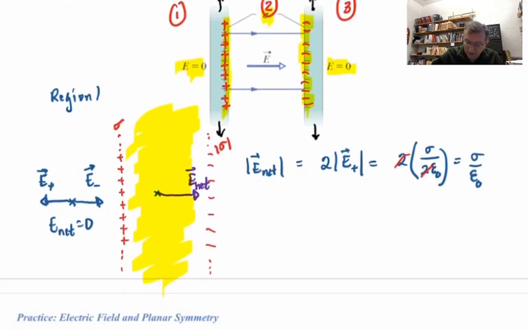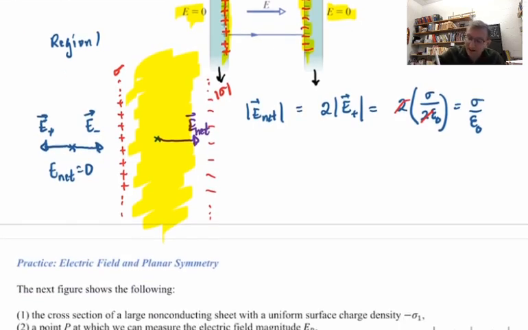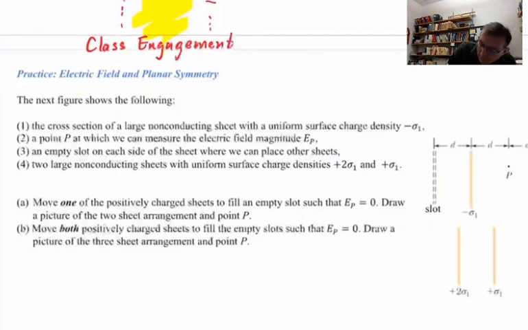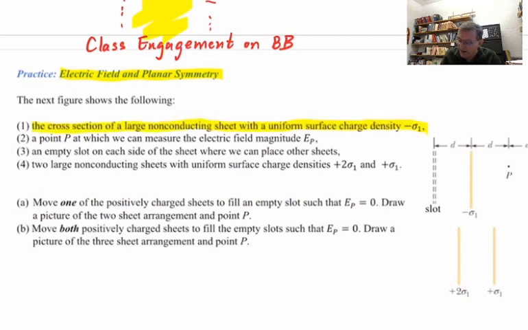Okay, so the only thing I'll do here now is leave you with a class engagement exercise on Blackboard. Practicing with electric field and what's called planar symmetry, these flat sheets. All right, the figure over here on the right shows 4 things. The cross-section of a large non-conducting sheet with a uniform surface charge density negative sigma 1. There it is. That's where it's located.